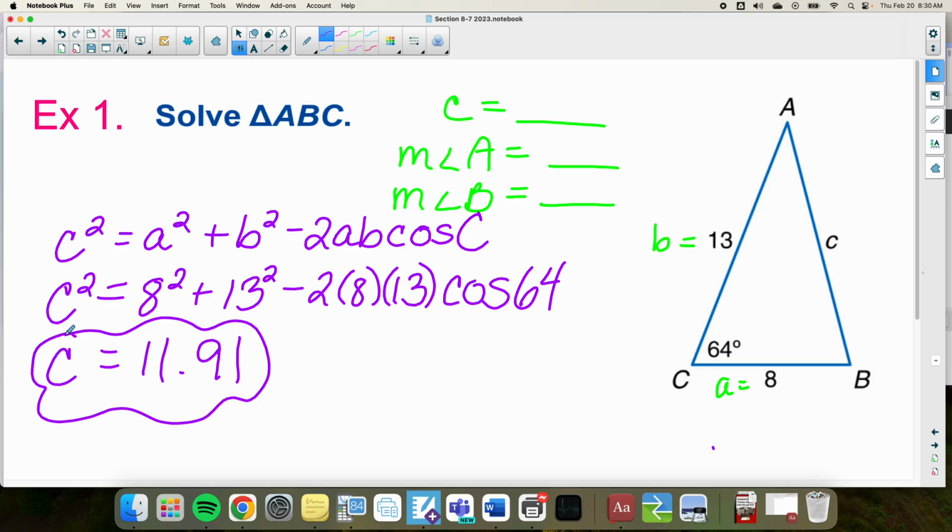And then that goes right here, and it goes right here. Okay?